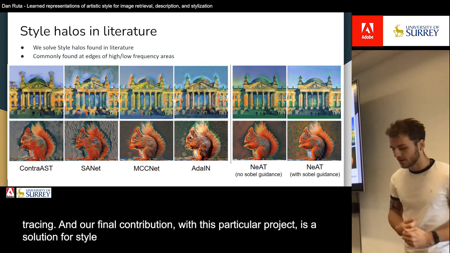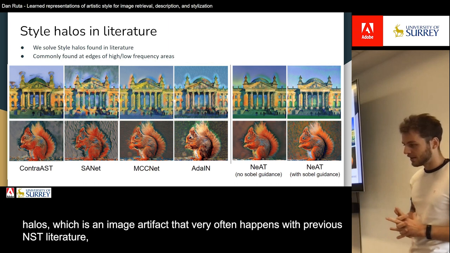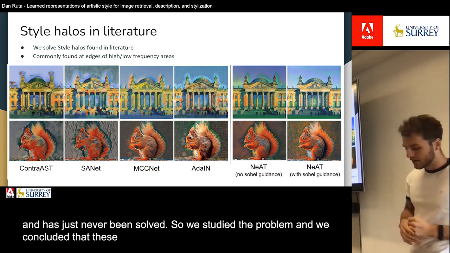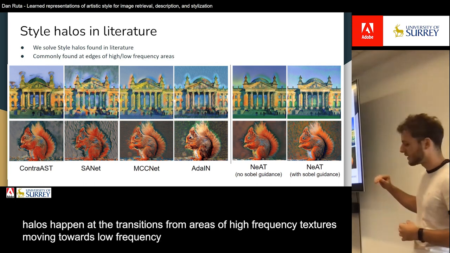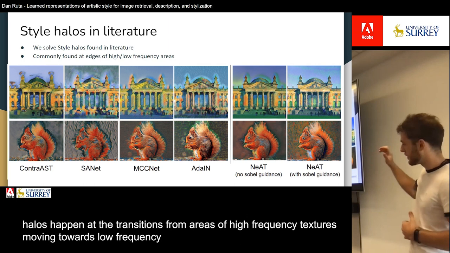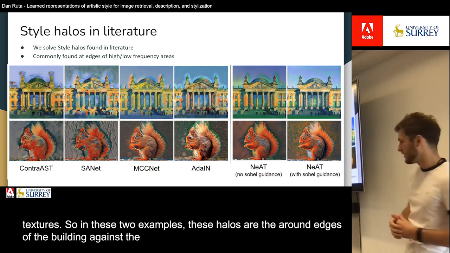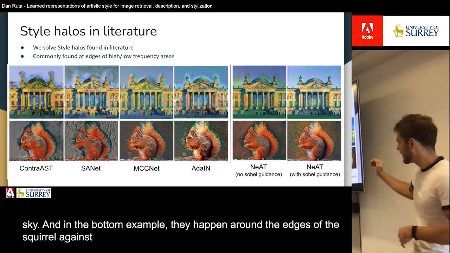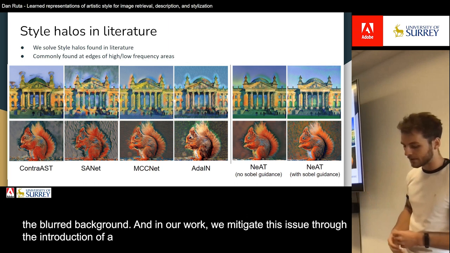And our final contribution with this particular project is a solution for style halos, which is an image artifact that very often happens with previous NST literature and has just never been solved. So we studied the problem and we concluded that these halos happen at the transitions from areas of high frequency textures moving towards low frequency textures. So in these two examples, these halos occur around the edges of the building against the sky. And in the bottom example, they happen around the edges of the squirrel against the blurry background.